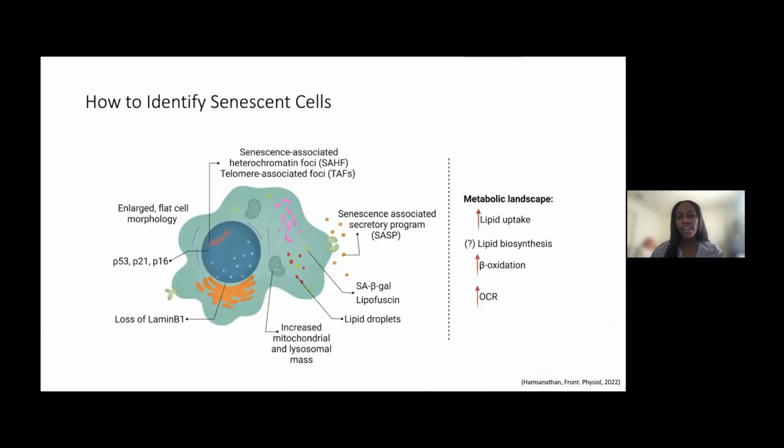So how do we identify these cells? There isn't one way to look at a cell and know that it's senescent, but we do have different biomarkers that we will look at. Specifically, we'll look at P21, SA beta gal, and SASP. SASP is the senescence-associated secretory phenotype. It has both negative and positive effects. It can aid in proliferation and regeneration, but it can also cause inflammation and damage to tissues.